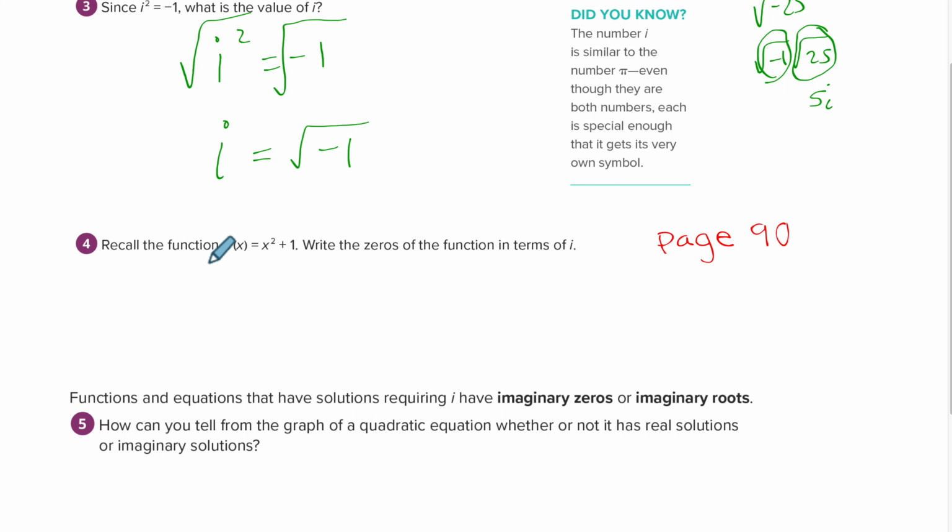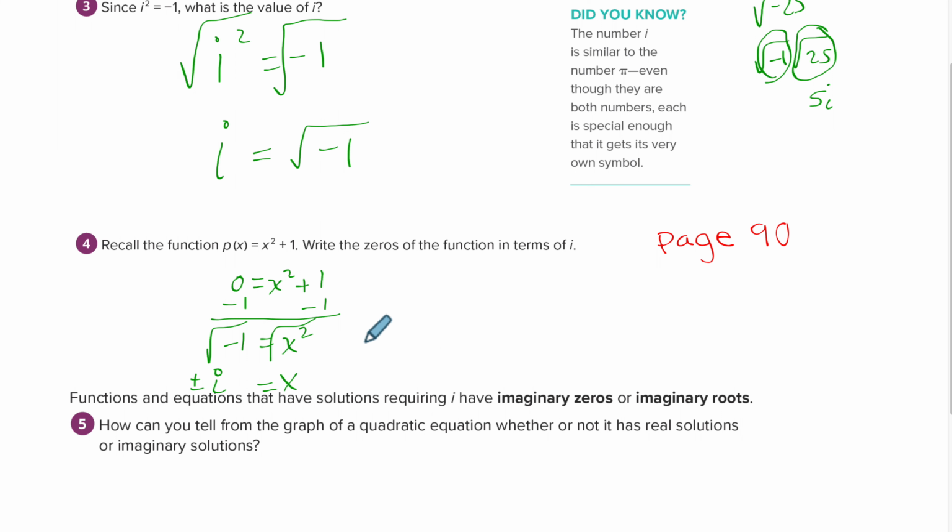So the way we need to do that, we're going to set it equal to 0. So 0 equals x squared plus 1. We're going to subtract 1 from each side, so we get -1 equals x squared. The next step, as you know, is to take square roots. So we get x equals plus or minus, because we can't forget to take that plus or minus. The rules still apply, and the square root of -1 is i.